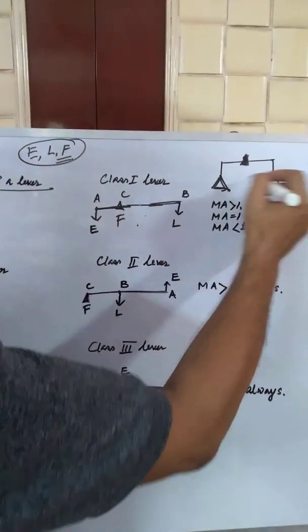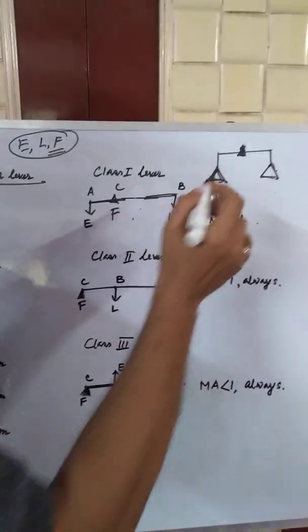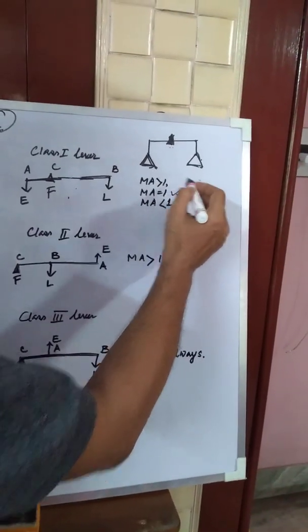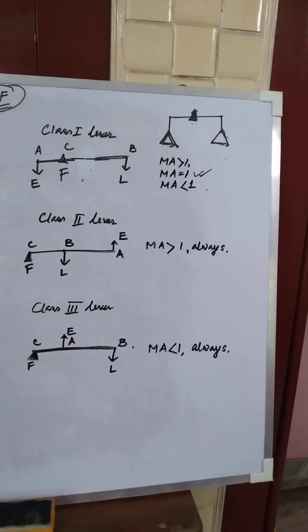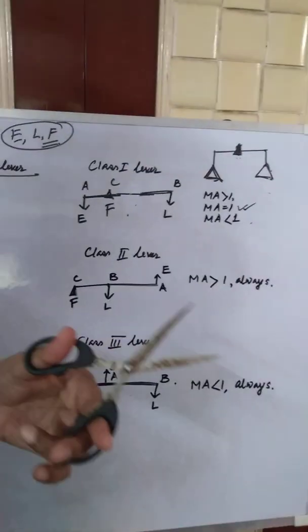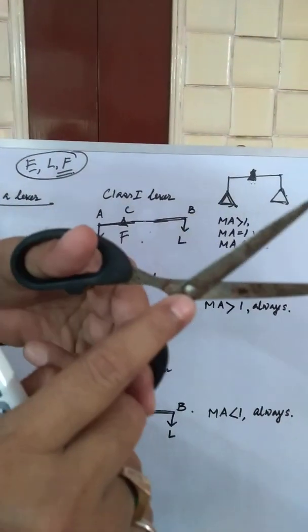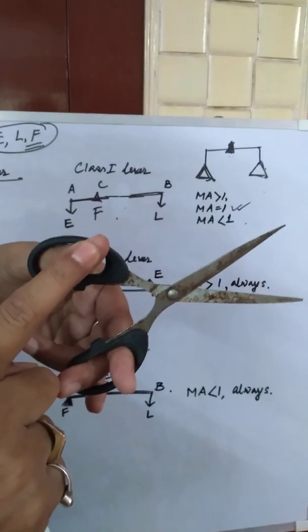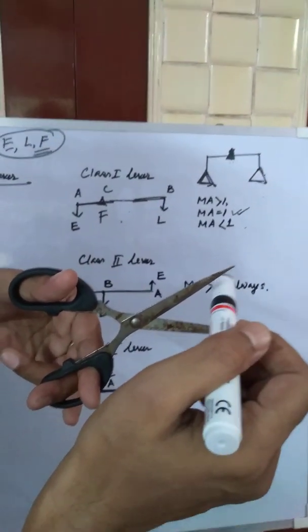So here, that beam balance is a kind of class 1 lever where the fulcrum is situated just at the middle, where the mechanical advantage is equal to 1. Now if you consider a pair of scissors, this is also an example of class 1 lever. Here this is the position of the fulcrum, and here I am applying the effort, and here the piece of paper or the cloth is there.